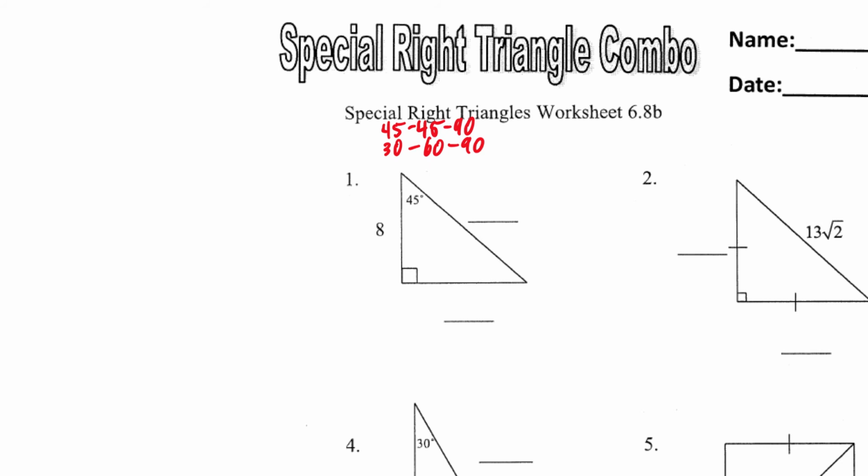Obviously this one's a 45, 45, 90. So on a 45, 45, 90, what do I know about these two legs right here? Exactly the same. So this is 8. And now on a 45, 45, 90, if I know the leg, how do I find the hypotenuse? Just multiply by the square root of 2. It's just 8 times the square root of 2.